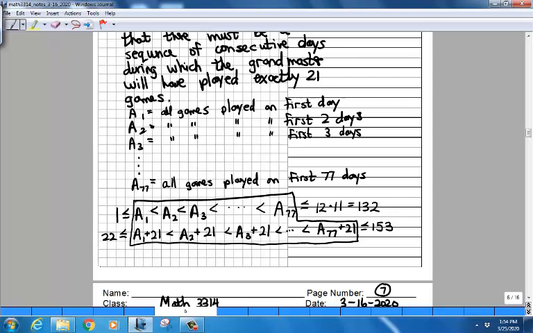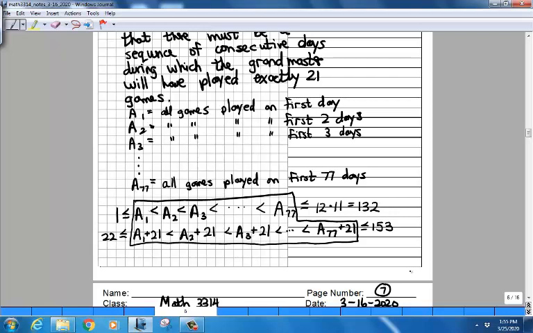And notice they're all different from one another, correct? Because this group of numbers is always increasing, and this group of numbers is also all different from one another. So this is 77 completely different numbers, and this is another 77 completely different numbers here, right? But altogether, 154 different values, all between 1 and 153.